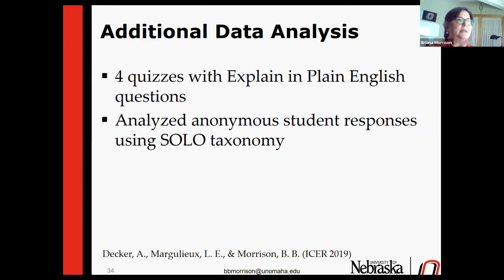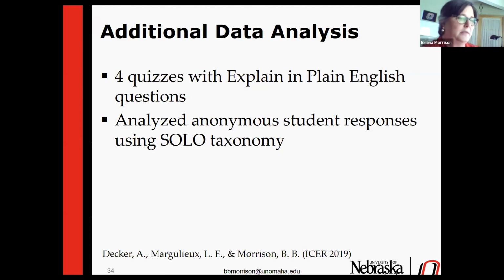We did some additional data analysis where we took 4 of the quizzes that, in addition to the multiple choice answers, also had what we called an explain in plain English question. The students had no training on explain in plain English questions, not in the subgoal group, not in the other group. This just came out of nowhere. Note that these questions did not count on their quiz grades, but they didn't know that. Basically, if everyone answered it, they got credit for having answered it. So it didn't go into their quiz averages on whether it was right or wrong.